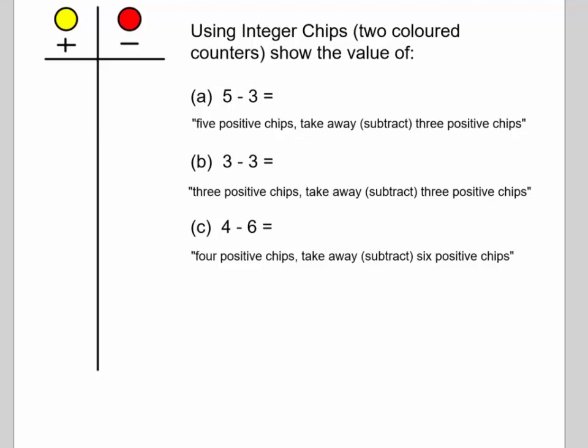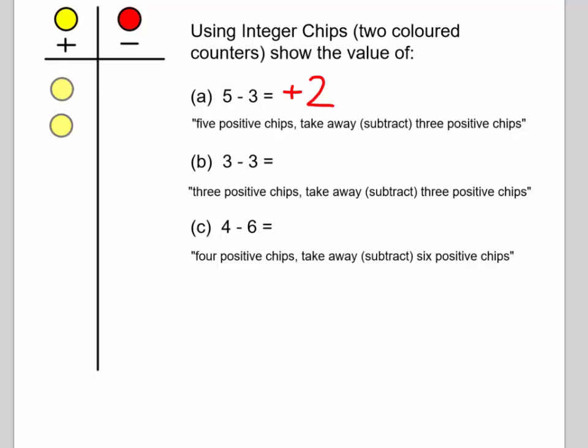The first one is 5 minus 3, so that's 5 positives. There we are. And now -3, that actually means take away or subtract 3 positive chips. So if I take away 3 positive chips just like this, and I get rid of them, I have an unbalanced value of 2 positive chips. Okay, that seems pretty comfortable. Lots of people are very happy with that one, so that's good.